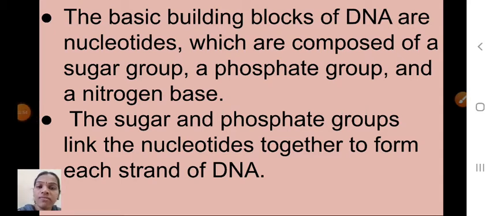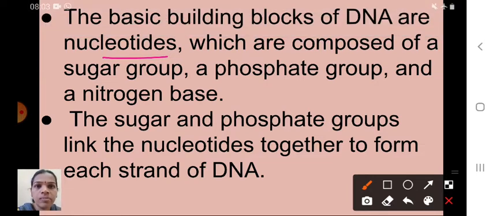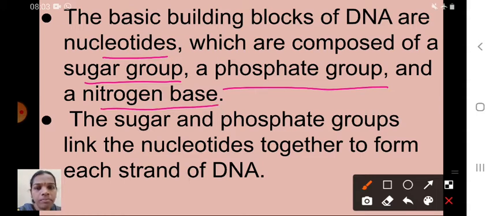Children, once again I'll repeat the same point. The basic building blocks of DNA are what? Nucleotides, which are composed of 3 components: sugar group, phosphate group and nitrogen base. The sugar and phosphate groups link the nucleotides together to form each strand of DNA. There are 2 strands of DNA in total, isn't it children? Shall I go to the next one now?